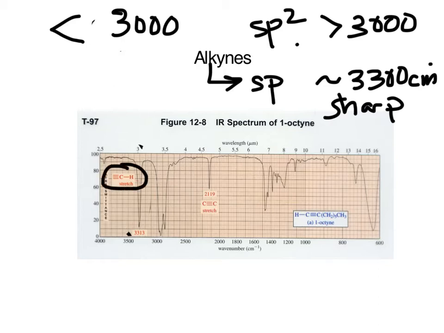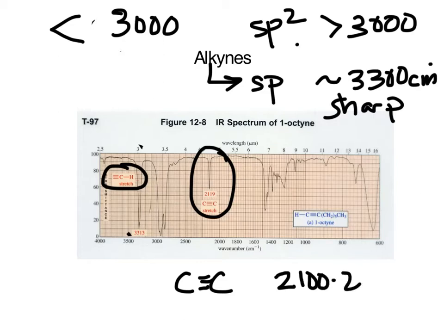One other giveaway for an alkyne is that you have the CC triple bond absorbing usually around 2,200 to 2,300, but we'll say 2,100 to 2,300. There aren't many things that absorb down in that region. Only a CC triple bond as well as a CN triple bond, which we'll talk about a little later. But that is the only thing that falls in that region.